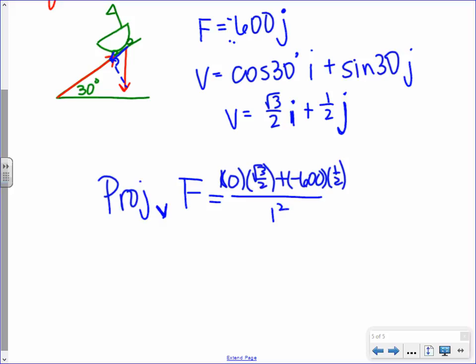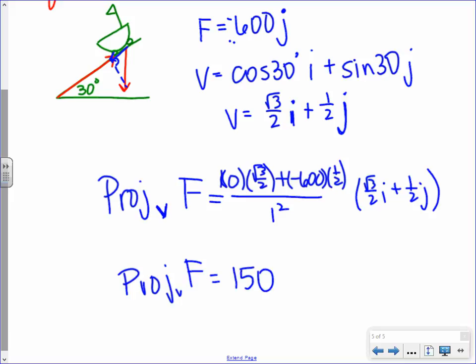Okay, and then we're going to multiply it by whatever we're projecting it onto. So radical 3 halves I plus 1 half j. Okay, so our projection vector of F onto V is negative 150 I minus 150 square root of 3 j. Oh, you're right. Okay, so that's our projection vector.